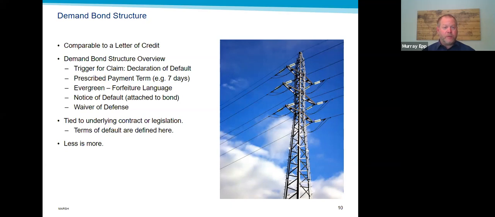One of them is that the trigger for a claim is just to declare default. We call these demand bonds or event of default bonds. But what that means is that as soon as the beneficiary of the instrument declares default, then they can claim on it, and there's no defendable position for the surety creditor to take.